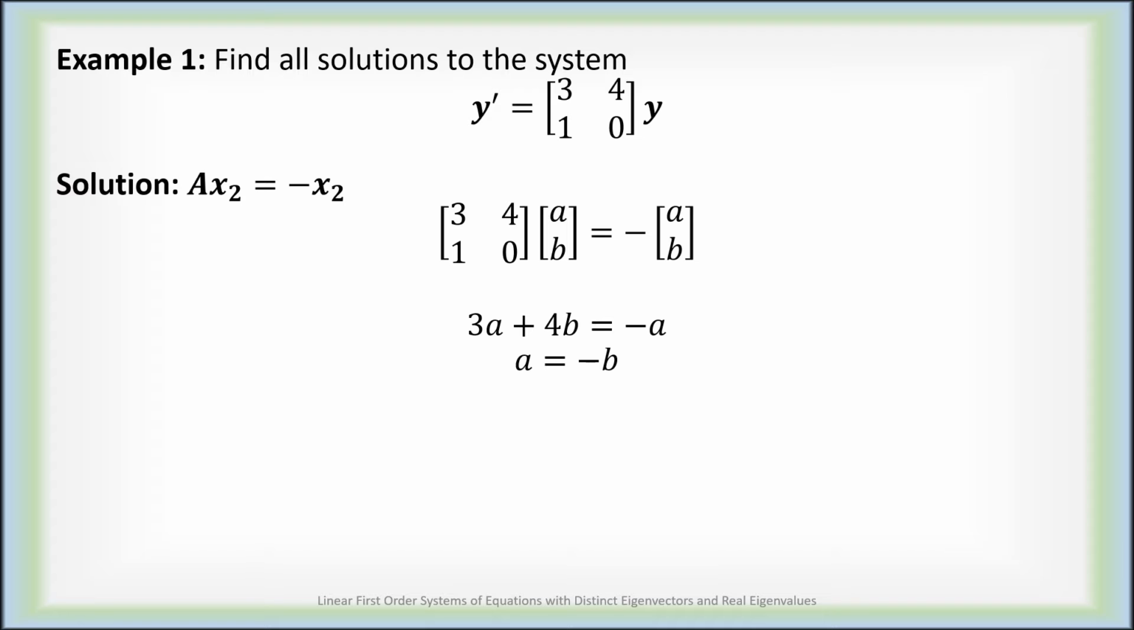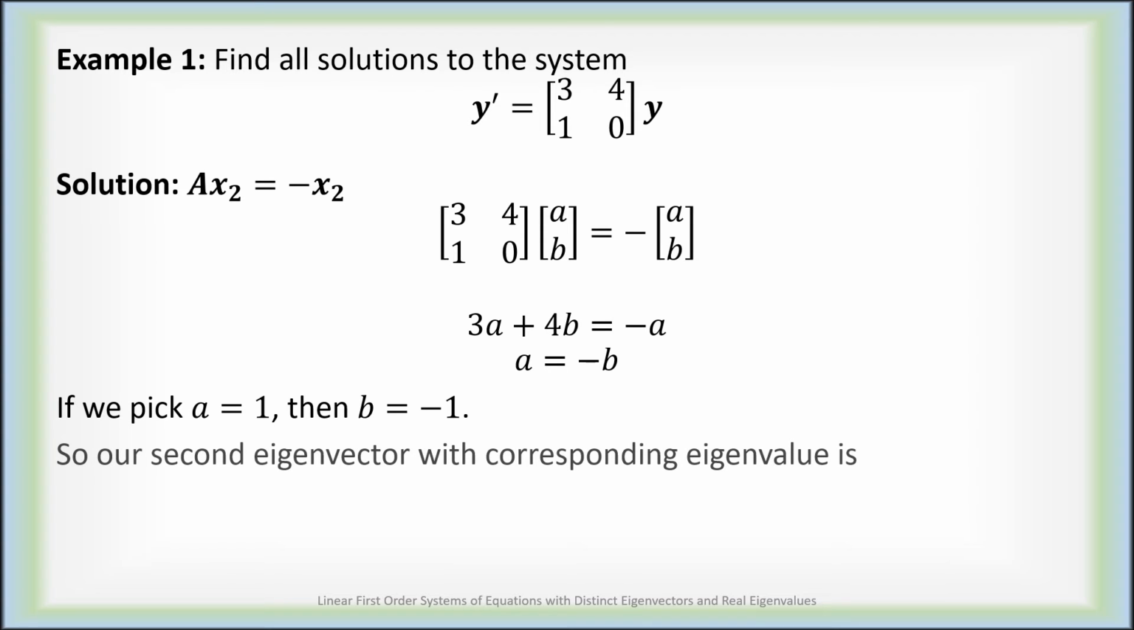So again, we do get two equations, but they are not independent. We are not looking for a unique solution here. Instead, we're just trying to find any non-zero solution. So for example, pick a equals 1, and therefore b must equal minus 1. So we have found another eigenvector with this corresponding eigenvalue. So the eigenvector 1, minus 1 corresponds to the eigenvalue of negative 1.